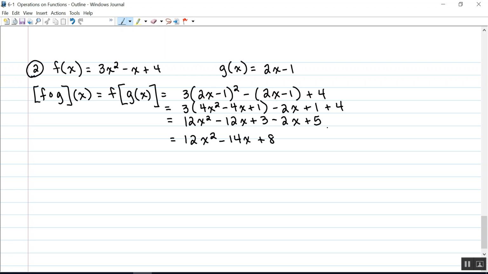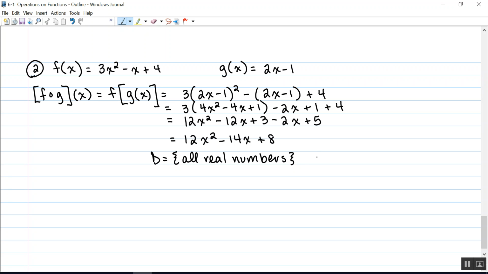Now, any restriction on the domain and range? This one said state the domain and range. The domain of this one is going to be all real numbers. And how do I know that? Well, my composed function, f of g of x, 12x squared minus 14x plus 8, is actually a quadratic, and if I were to graph that, I could see that, but you should know that because it's an x squared, and the domain of all quadratic functions is all real numbers.